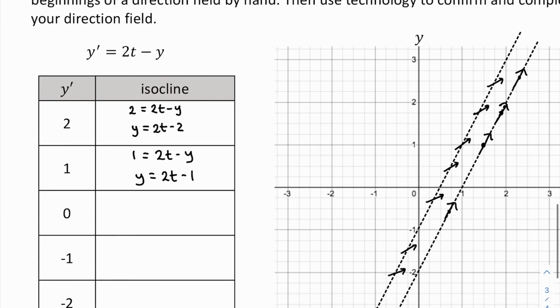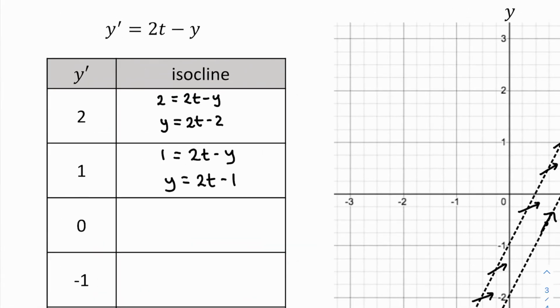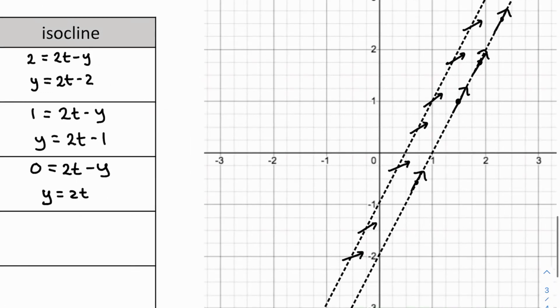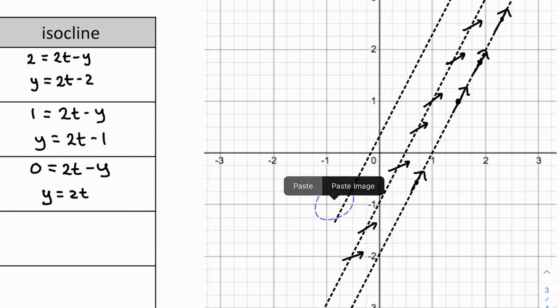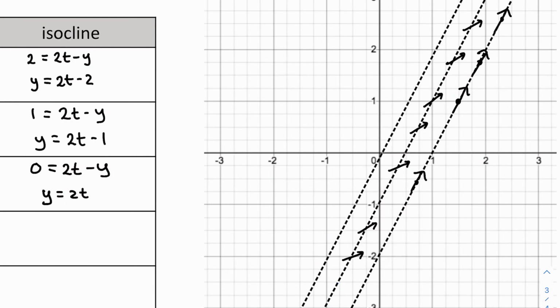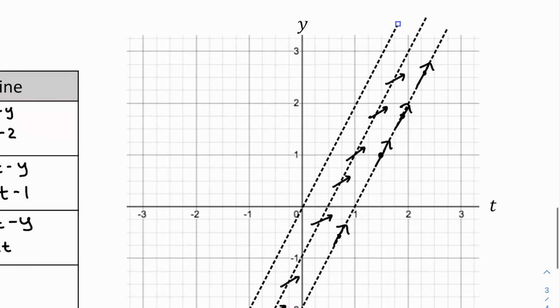Let's do a few more isoclines. When y prime is 0, plug in 0 for y prime. This leaves 0 equals 2t minus y. Solve for y, we just get y equals 2t. So that's this same isocline, except it's now going through the origin. So here's our isocline there.